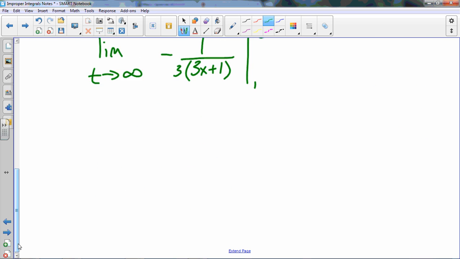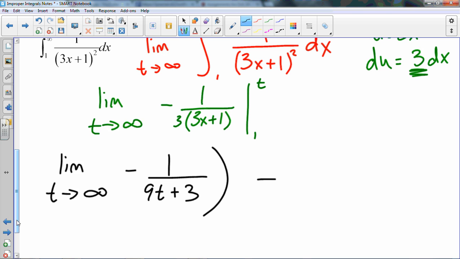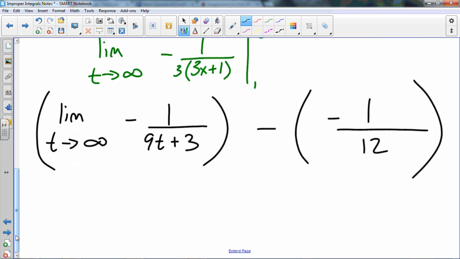Plug in our bounds, which means we're going to end up with the limit as t goes to infinity, negative 1 over, I'm going to distribute that, 9t plus 3. That's the first part. Minus off, plug the 1 into that whole thing, so we get a negative 1 over 3 times 1 is 3 plus 1 is 4. We get 12. Taking the limit of the first part, 9 times infinity plus 3, massive bottom, gives us 0 plus 1/12. So our answer is 1/12.